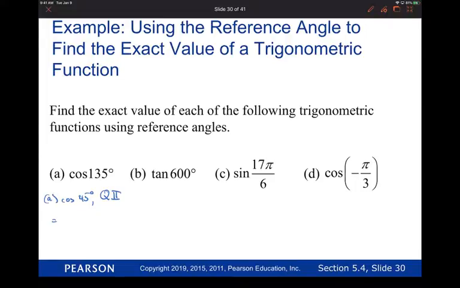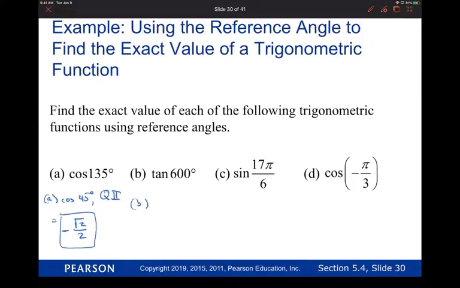Now, is cosine our x or our y? Cosine is our x. So is x positive or negative in quadrant 2? X is negative in quadrant 2, right? So this result has to be negative. The x is negative and the y is positive. Okay. So then B, tan 600.